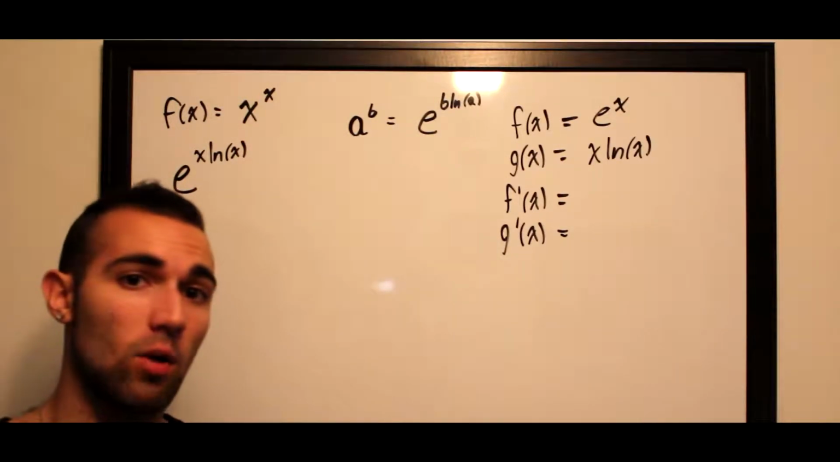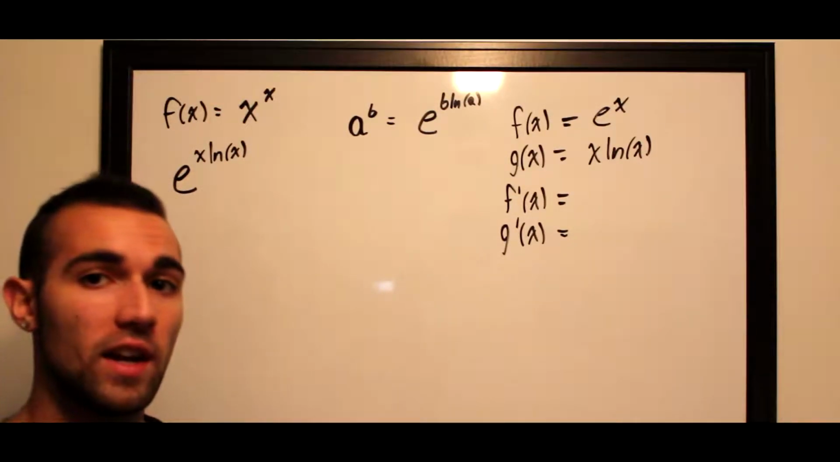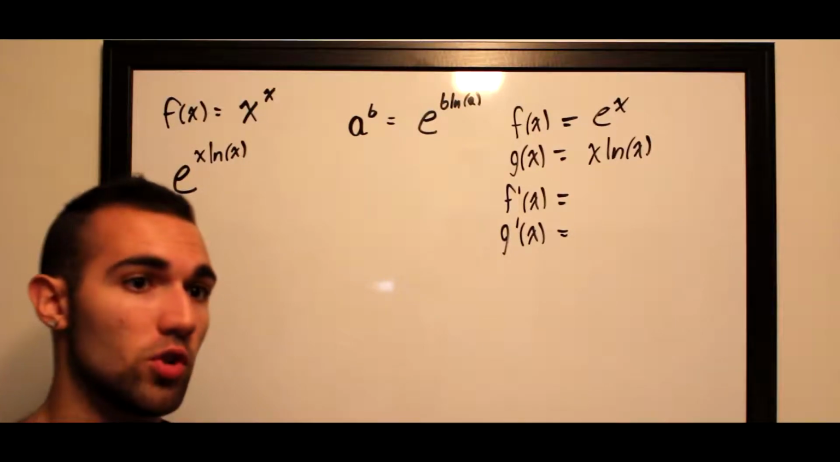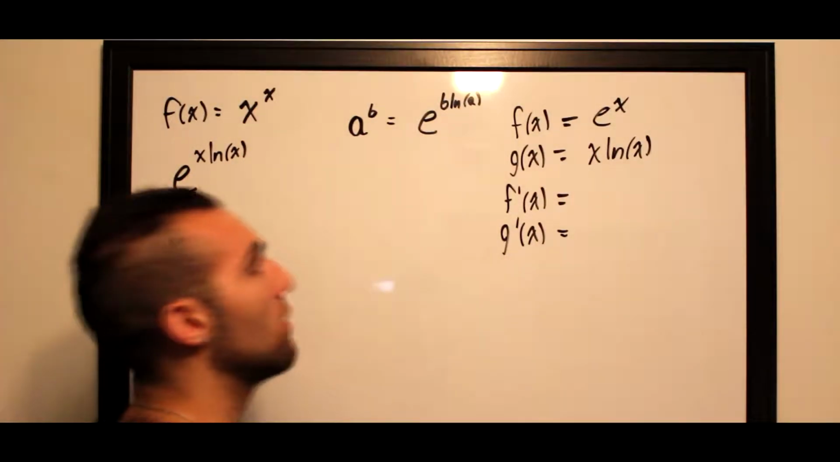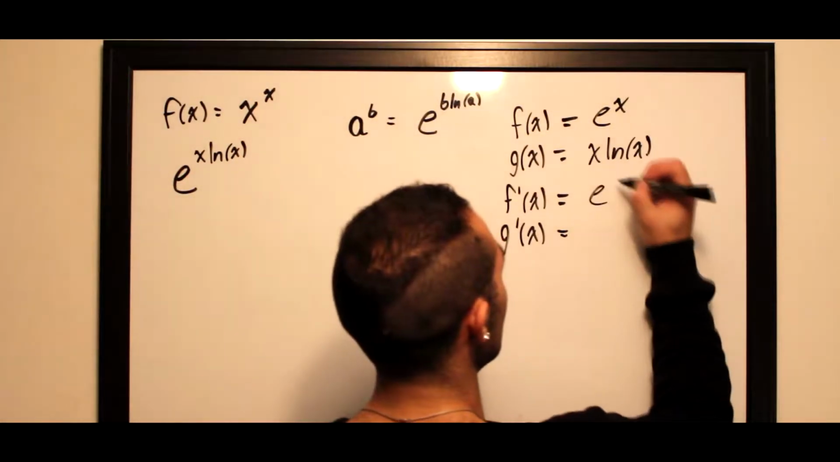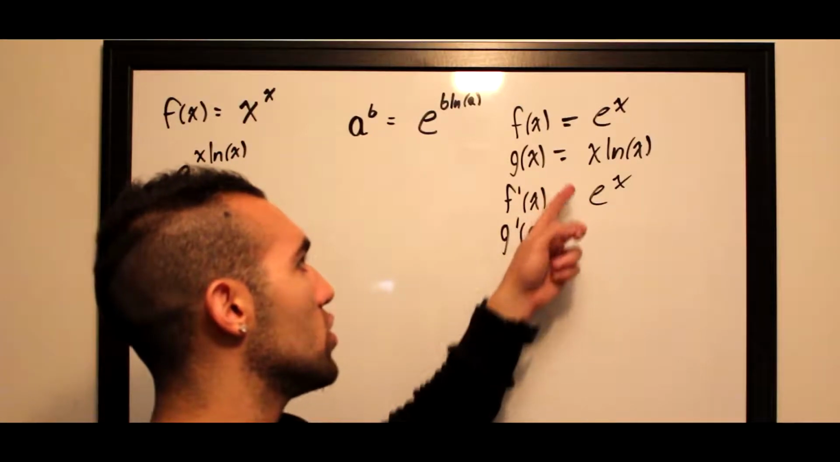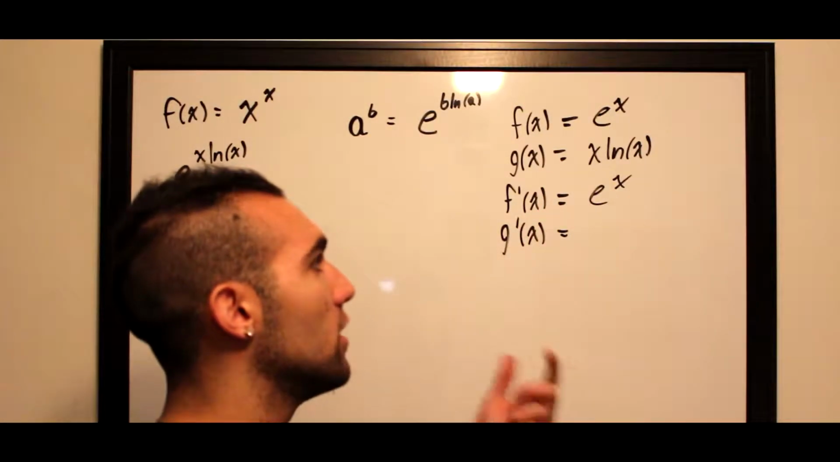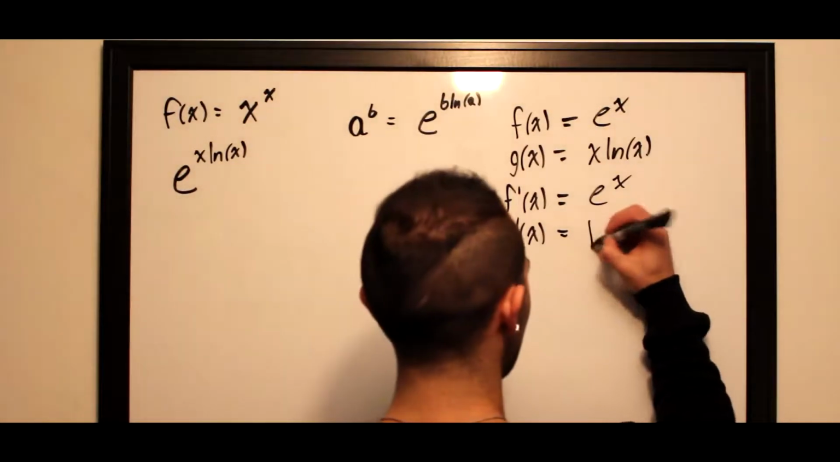So if you'd like to see how it is that you take the derivative of x ln of x using the product rule, go ahead and check the implicit differentiation version of this derivative. So our f prime is going to be the derivative of e to the x, which is e to the x, and then g prime will be the derivative of our g of x, which is x ln of x. The derivative of x ln of x is ln of x plus 1.